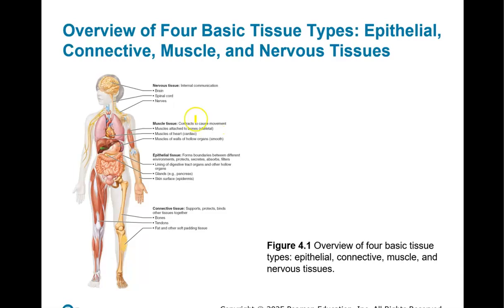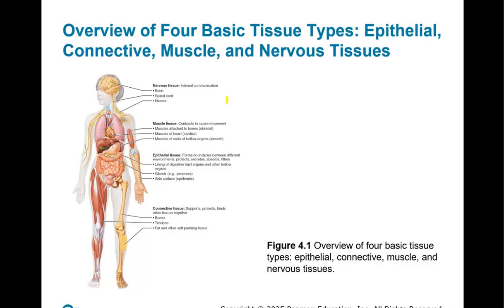But I do want you to know that nervous tissue is specialized for communication. It's specialized for communication through electrical impulses or nerve impulses called action potentials. And we find nervous tissue in the brain, the spinal cord, and the nerves that extend. We call them the cranial and the spinal nerves.